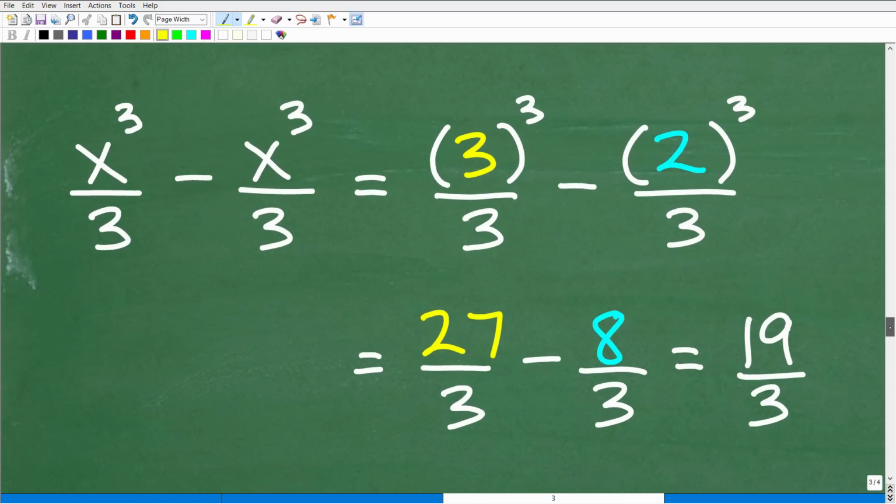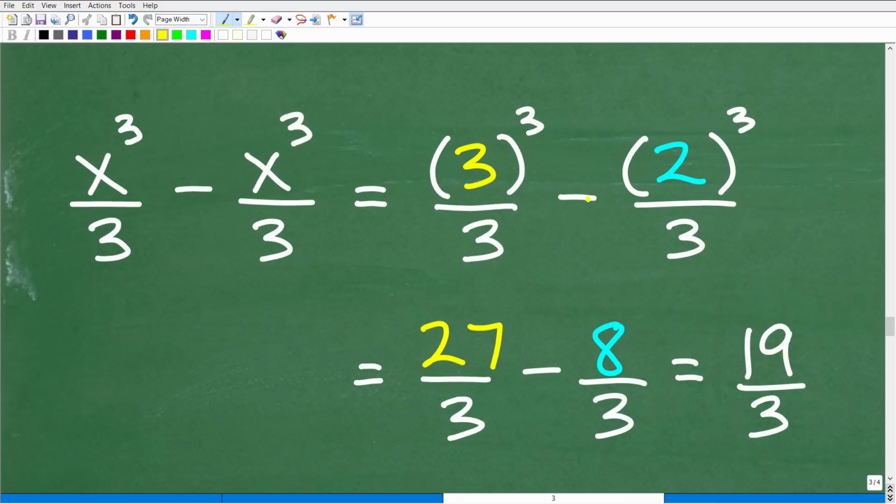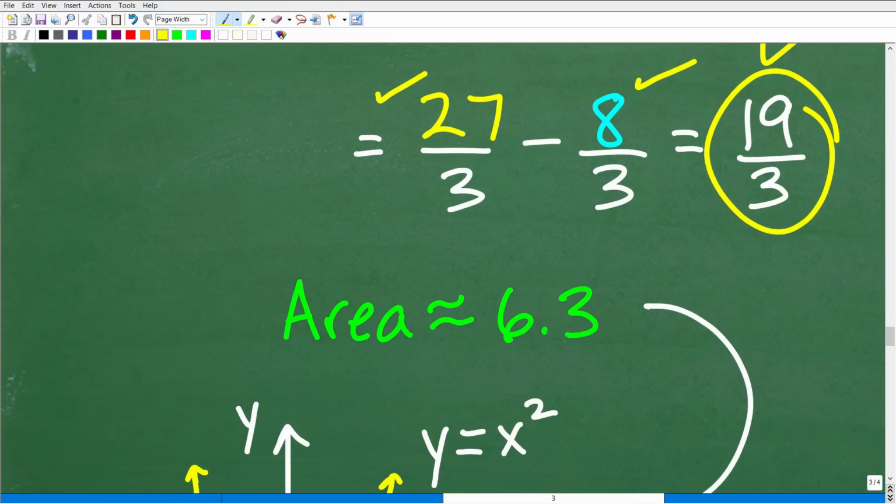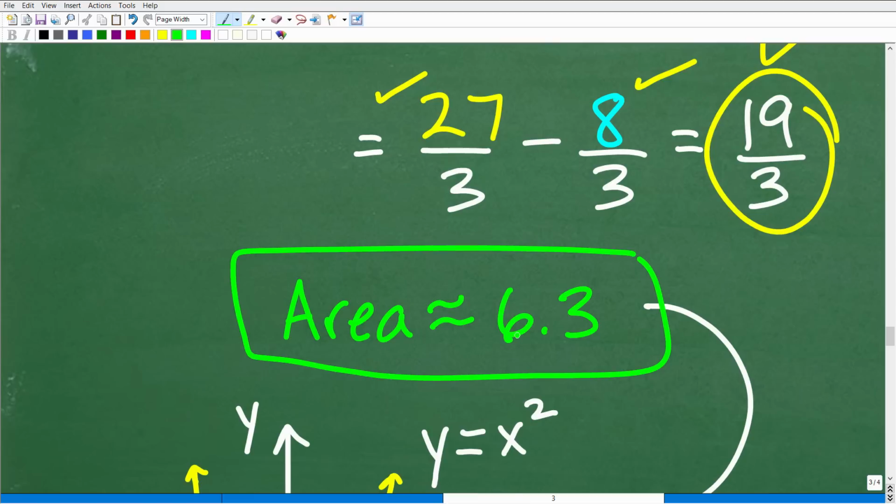All right, so here we go. We're going to have 3 cubed over 3 minus 2 cubed over 3. 3 cubed is 3 times 3 times 3, which of course is 27 over 3. 2 cubed is 2 times 2 times 2, or 8, so that's 8 over 3. We have a fraction here, right? Same denominator, so 27 minus 8 is 19 over 3. Not difficult math, right? So 19 over 3 is the area. If we divide 19 by 3, we'll get approximately 6.3.